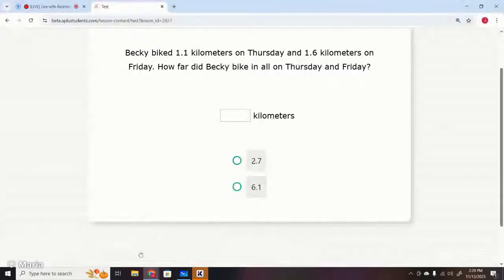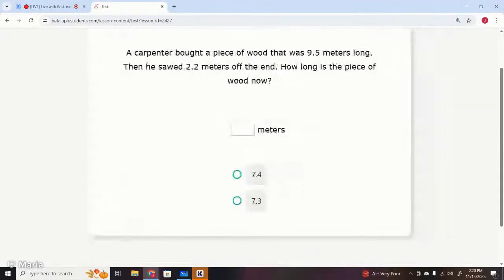So let's just line them up one above the other. So add the tenths digits that are at the tenths position. 6 plus 1 is 7. And then the ones at the ones position, 1 plus 1 is 2. So that is 2.7. So that means the total he biked is 2.7 kilometers. Option number 1 is the correct option.